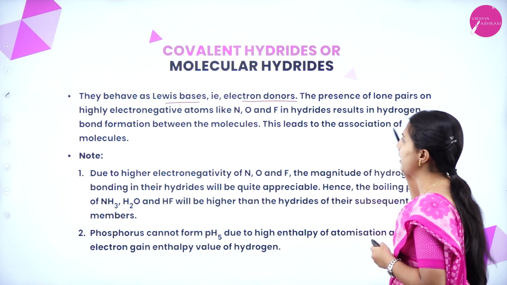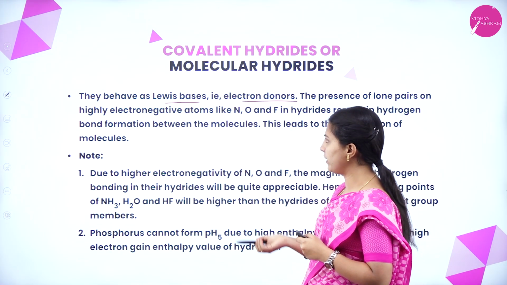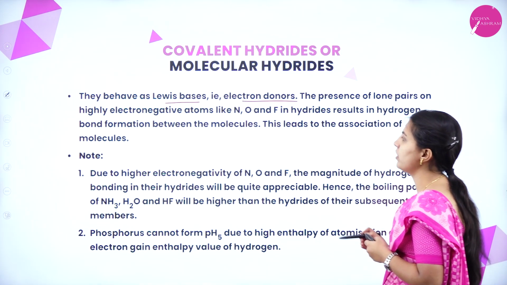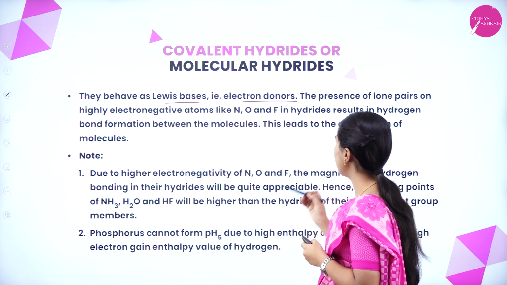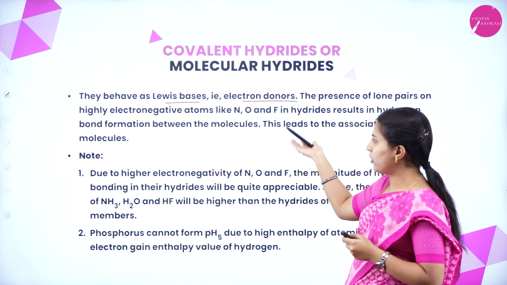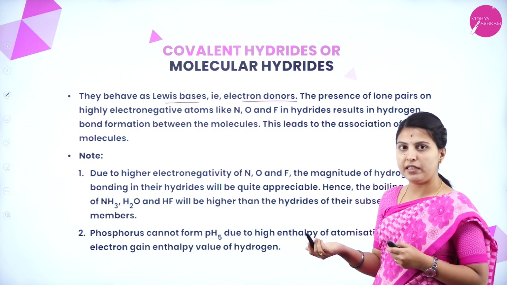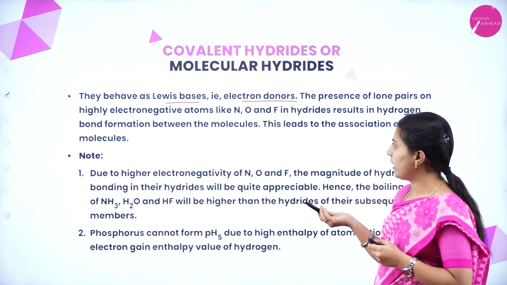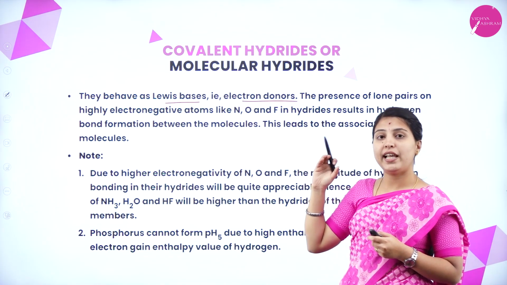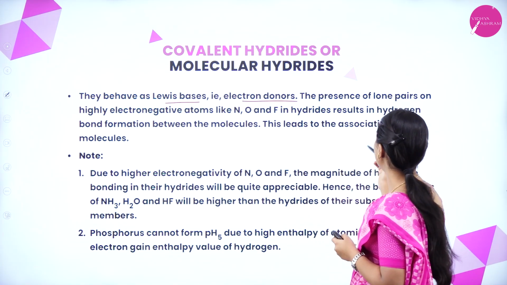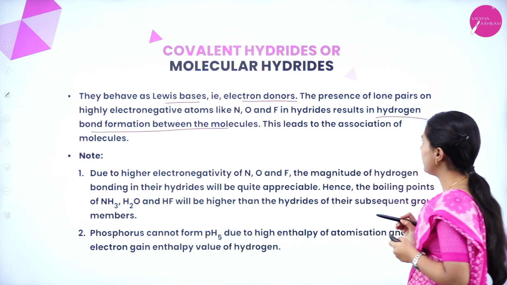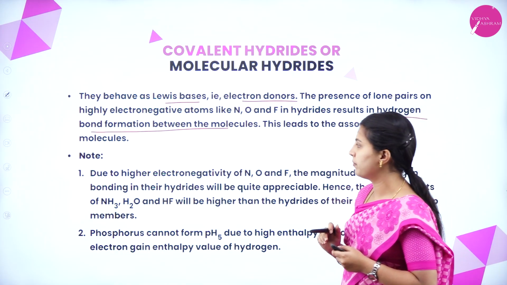The presence of lone pairs on highly electronegative atoms like nitrogen, oxygen and fluorine in hydrides results in hydrogen bond formation between the molecules. This leads to the association of molecules. Whenever more electrons or lone pair electrons are present on the element, it will act as an electron donor or electron base. Presence of lone pairs on the electronegative atom leads to hydrogen bond formation between the molecules. This leads to the association of molecules.